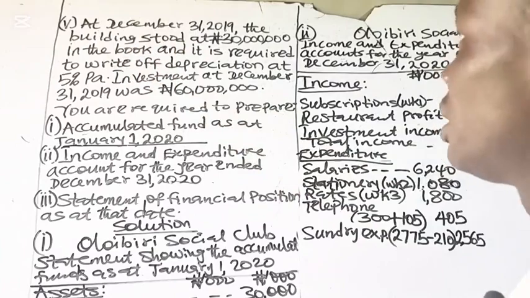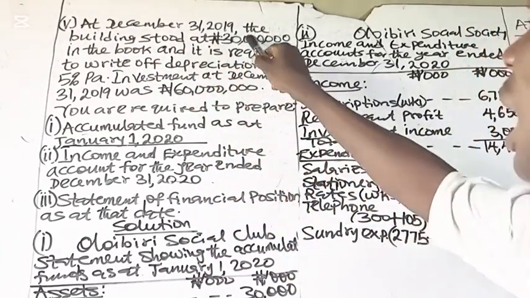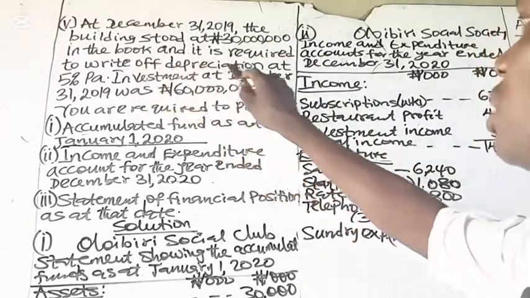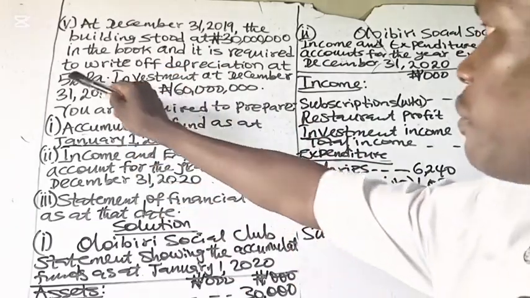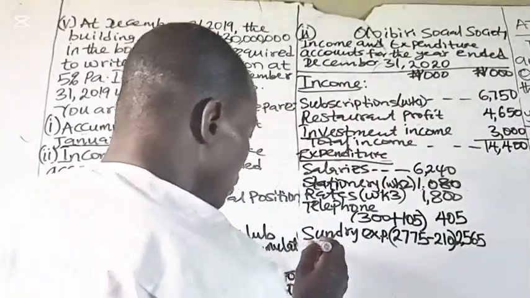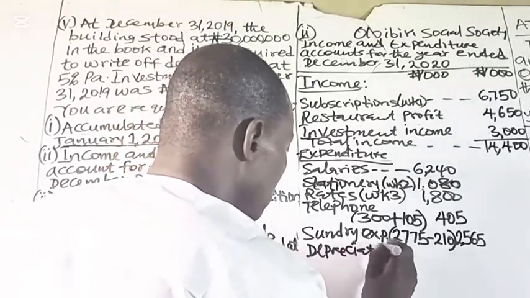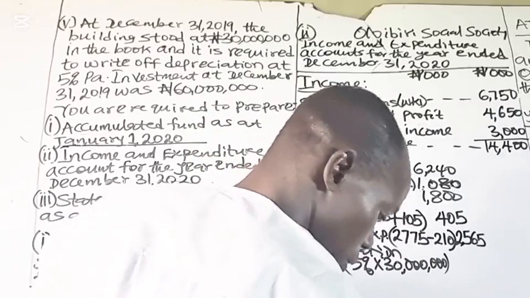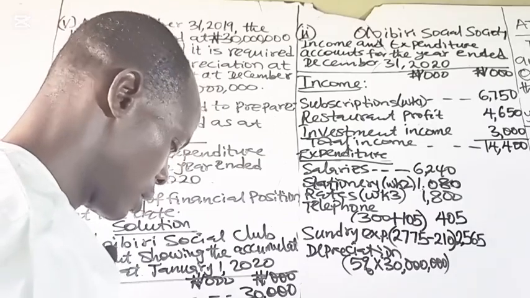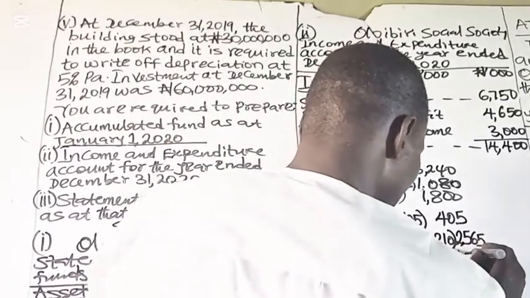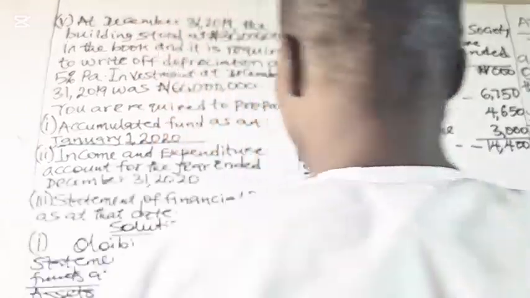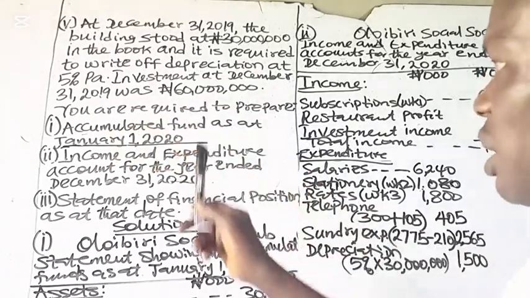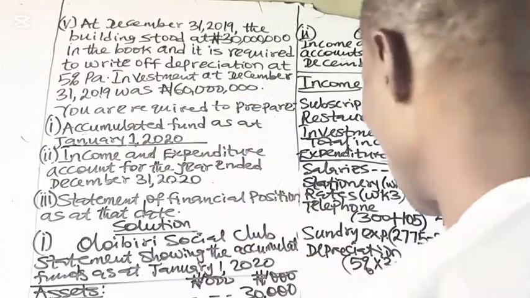At December 31st, 2019, the building stood at 30 million. You have the cost of a building as at December 2019, the cost of 30 million naira in the book. And it is required to write off depreciation at 5%. So you want to charge depreciation on building, 5% of the cost of 30 million. So that gives us 1.5 million. Then the next item is investment. Investment at December 31st, 2019 was 60 million. Investment is an asset, so it will not be used.